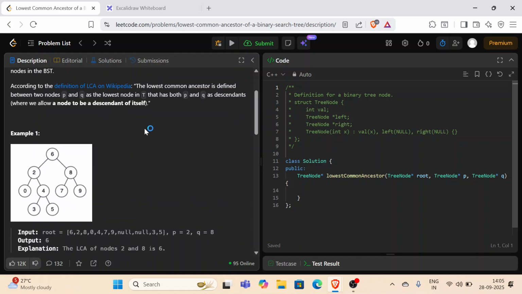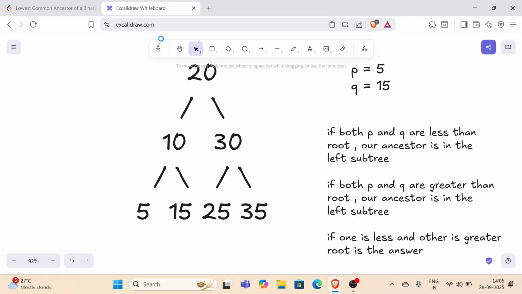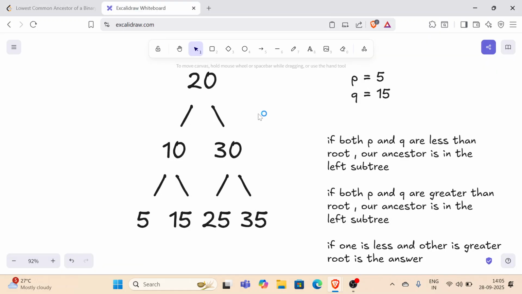So how do we solve this? We can solve this easily using recursion again, obviously. So what are the conditions that we must give? Let's go over here. Assume we have a binary search tree with root 20. And we know one thing: in a binary search tree, the left nodes are always lesser than the root, and the right nodes are always greater than the root.